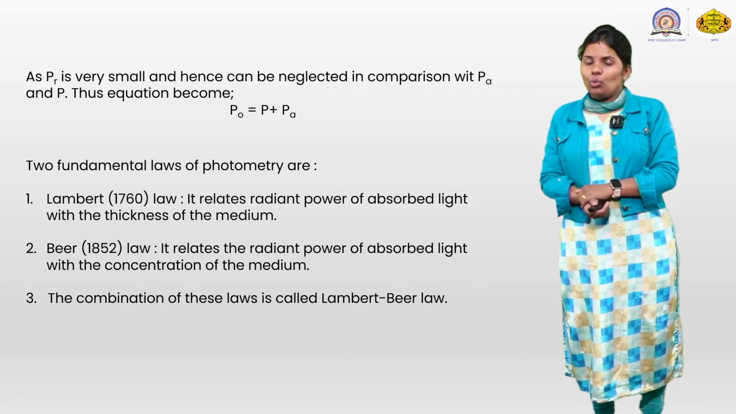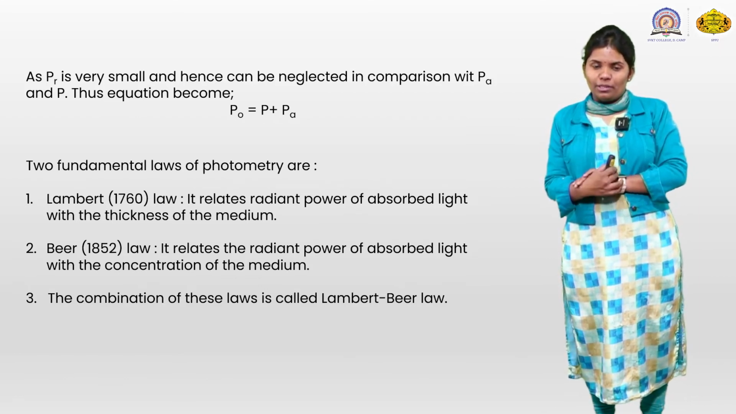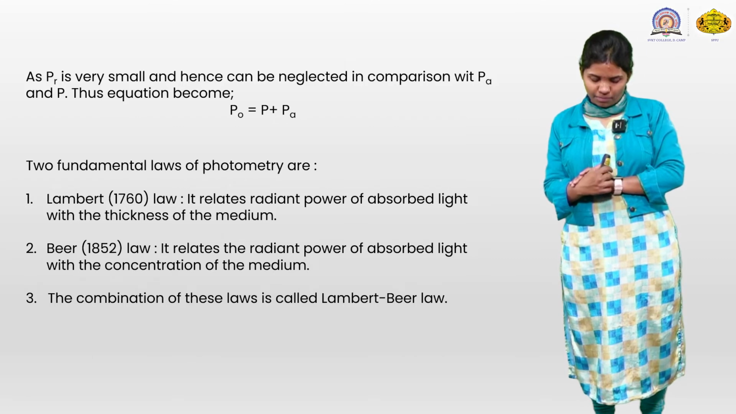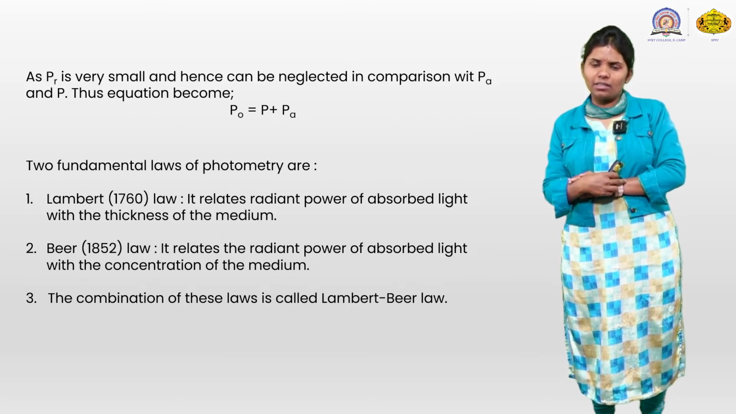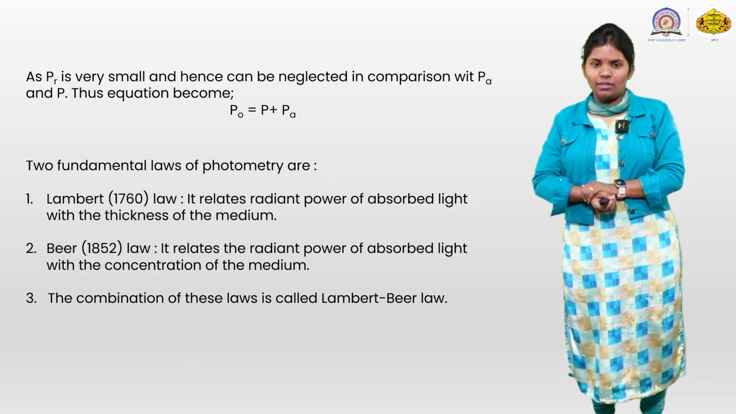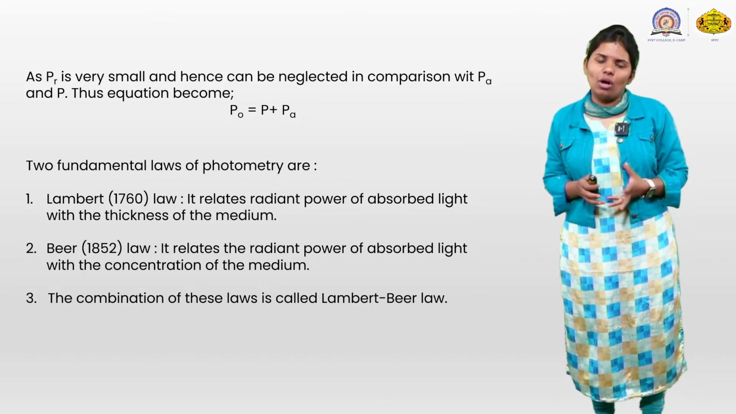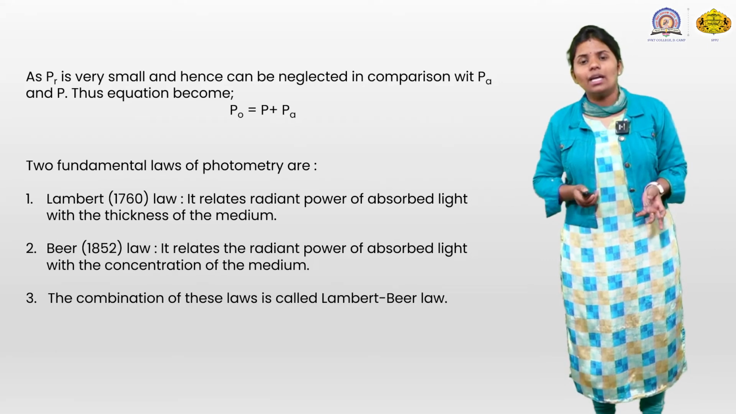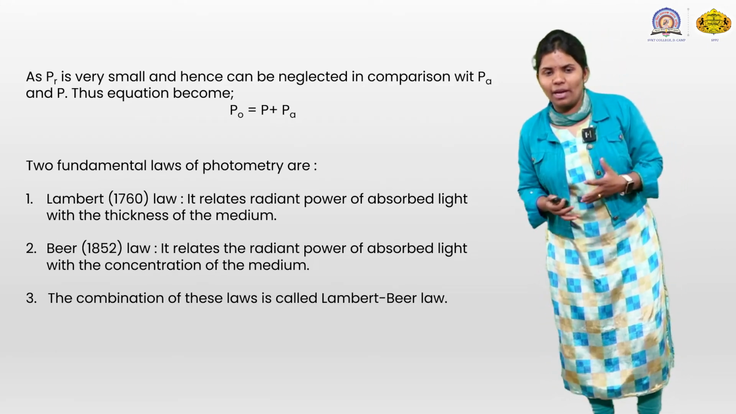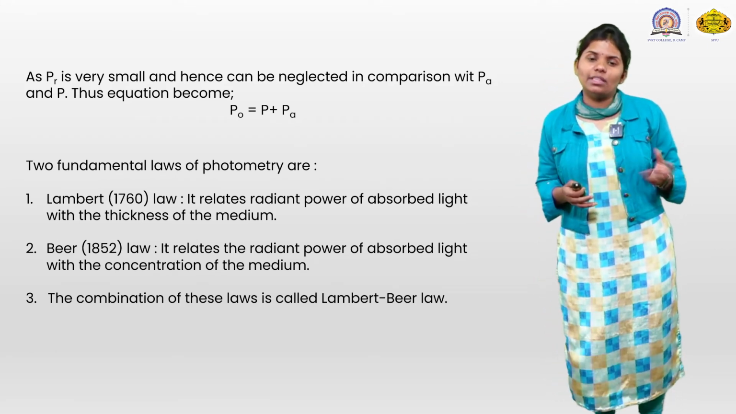There are two basic or fundamental laws of photometry. The first is Lambert's law. It relates the radiant power of absorbed light with the thickness of the medium. So, Lambert put forward a law in 1760 that the radiant power of absorbed light is related to the thickness of the medium.